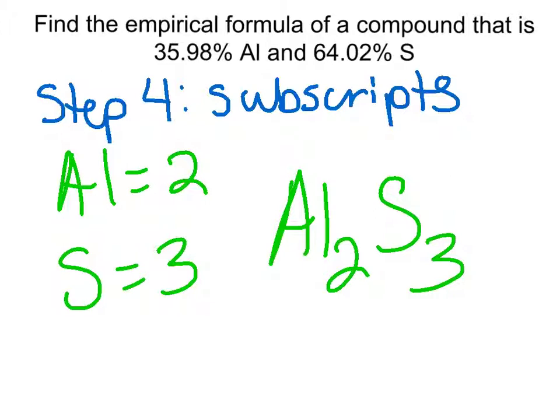We can double check to make sure that our answer is reasonable by looking at the two numbers and making sure that they are in the lowest possible ratio. Okay, if you end up with a 2 and a 4, you know you've done something wrong. But now we have 2 for aluminum and 3 for sulfur. Can't reduce that anymore, so we know we are correct. So there you are. That's empirical formula.